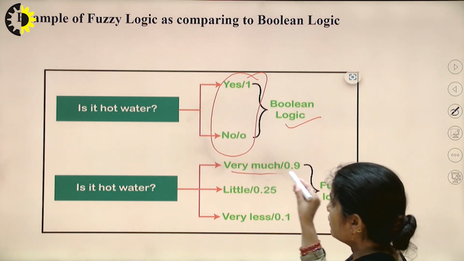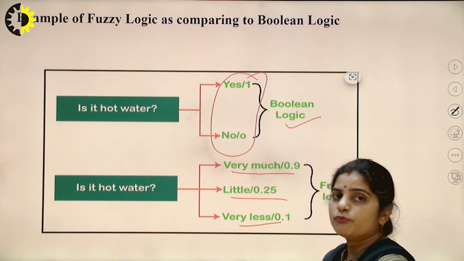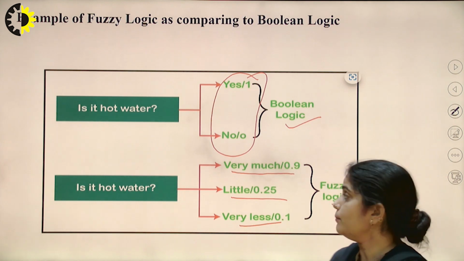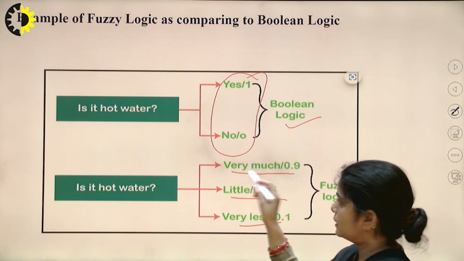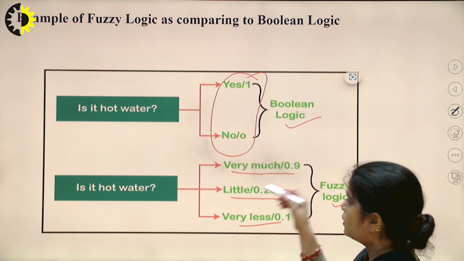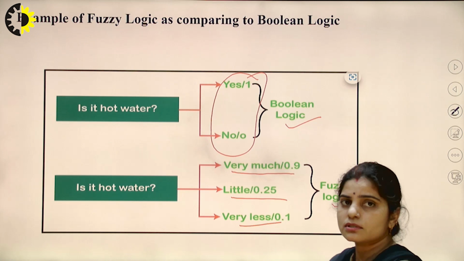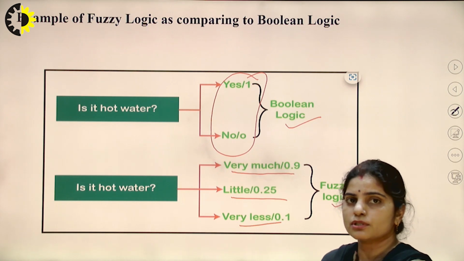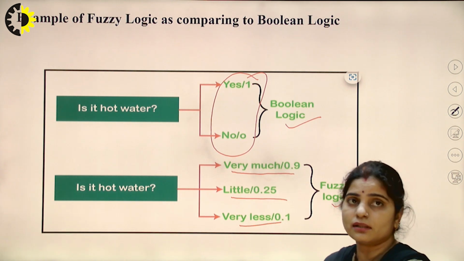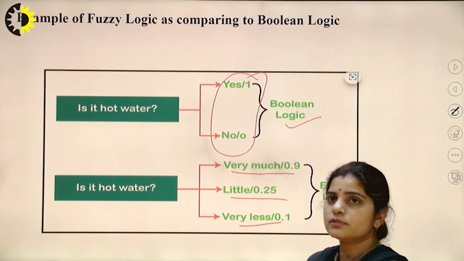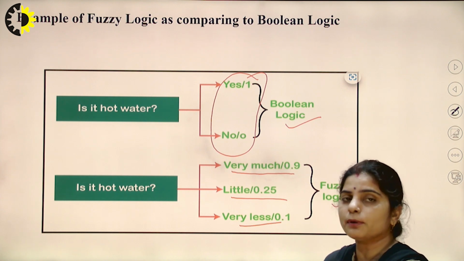We can give the solution for a particular problem in a more precise manner by using fuzzy logic. Is it hot water? Then we can have three solutions: very much, little, or very less. So apart from 0 or 1, apart from yes or no, there are many more solutions for a particular problem which cannot be decided by using Boolean logic in real life problems. For these problems, we have fuzzy logic to provide the solution.